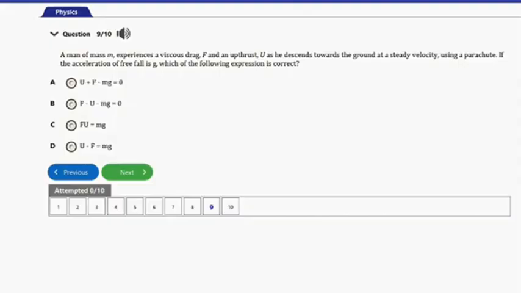So guys, the answer to this question is U plus F minus mg is equal to 0. And that's it for this question. Option A is the answer to this question. So let's go ahead and consider the next and last question, guys.